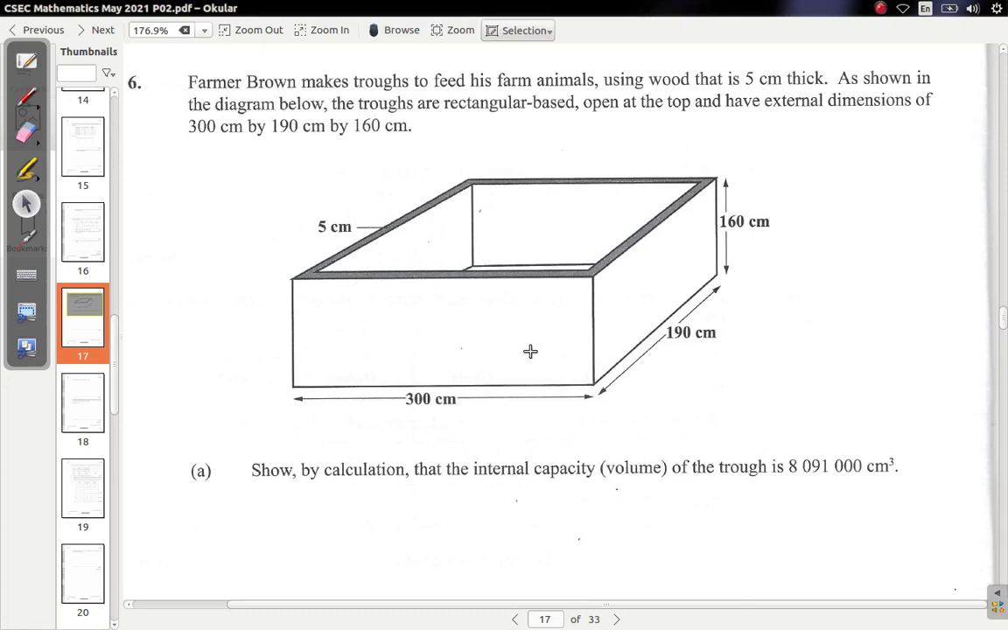Alright, we reach question 6 on the CSEC Mathematics May 2021 paper. Farmer Brown makes a trough to feed his farm animals using wood that is 5 centimeters thick.